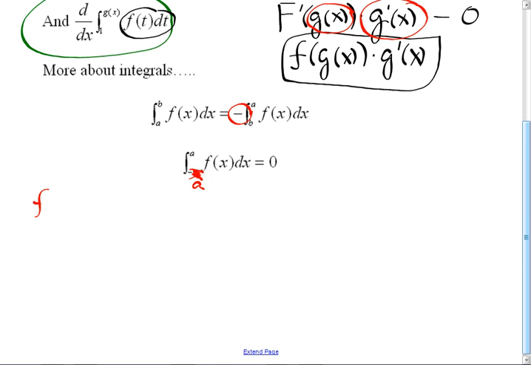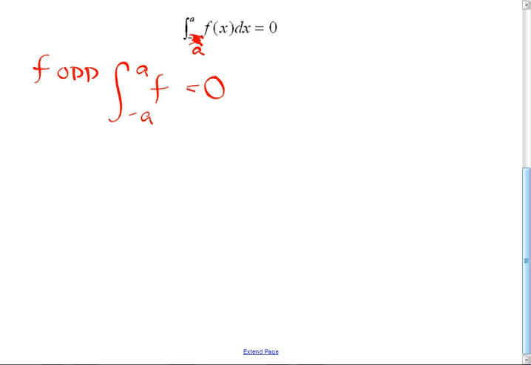What if f is an odd function? And you go from minus a to a. That's 0. What if f is even? You can't get rid of it. But you can make it a little easier.